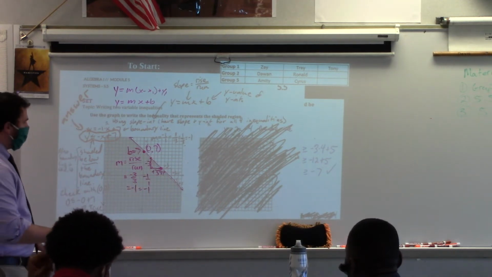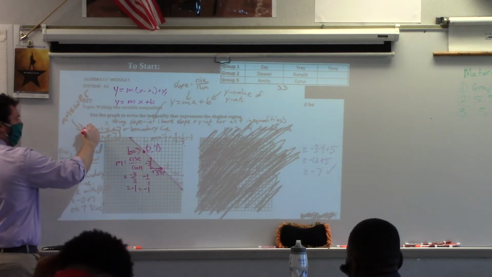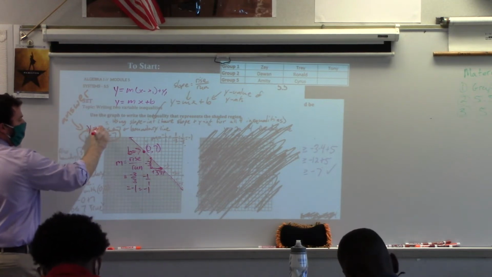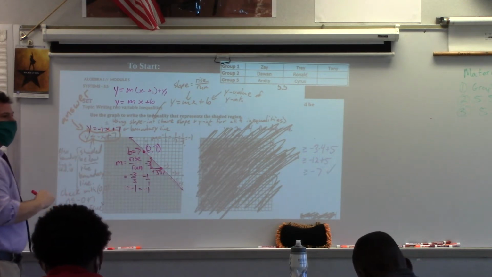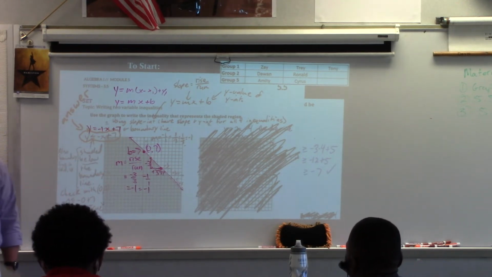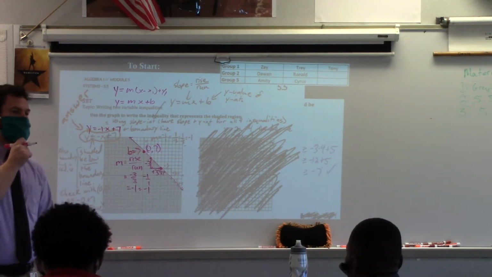Right? You have to identify slope and y-intercept. So I would use y equals m, negative 1, times x plus b, 7. That's the equation of the boundary line. I'm like 95% of the way there.